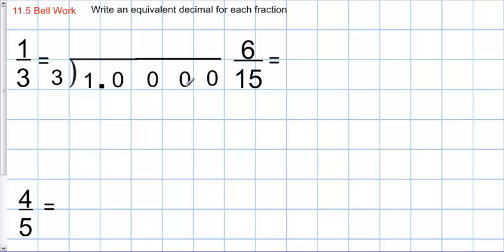So let's see what we have next. This is your bell work for tomorrow. I want you to save this up for tomorrow. Tomorrow we are going to have a repeating decimal and 2 decimals that end. So good luck, and may the force be with you. Get those practice problems taken care of.